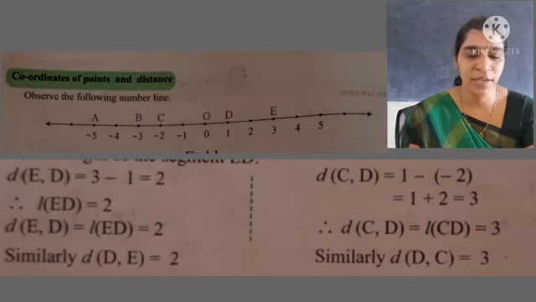Similarly, if I want the distance between point C and D, then you write the coordinate of point C is minus 2 and the coordinate of point D is 1. Whose coordinate is greater? Point D's coordinate is greater. So you subtract the smaller number from the greater. So we get distance CD is equal to 1 minus minus 2, that is 1 plus 2 is equal to 3. So the distance CD is 3. Okay.